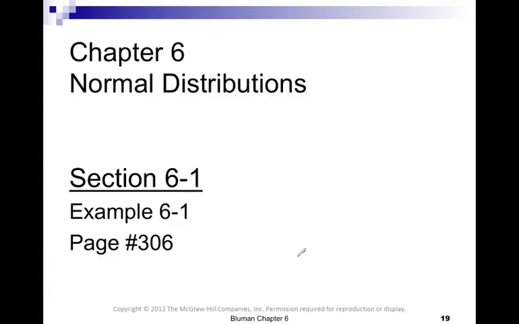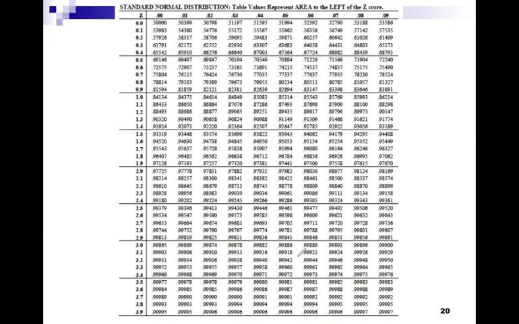So now let's look up a few from the table. This is example 6.1, page 306. And this is a standard normal distribution table. It is in table E, I believe, in your book. And you notice it says Z up here. Okay, so find the one that says Z. You notice here we have tenths, 0 to 3.9. Yours may just go to 3. That's okay. And then over here you have hundredths.